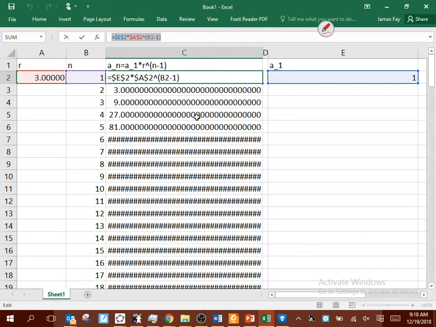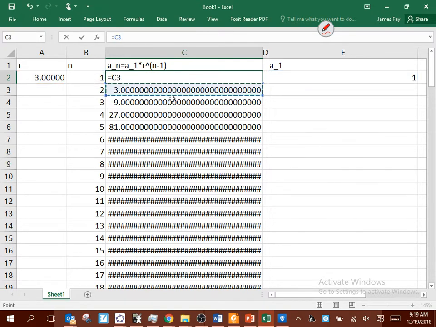So it's taking A sub 1, which is 1, multiplying it by A2, which is the red cell. So I take 1 times 3. And then it says raise that to B2 minus 1. Well, B2 is that small blue cell, which is a 1, right? So it's raising our 3 to 1 minus 1, which should just be 0, correct? And it's going to generate our value for that first position.